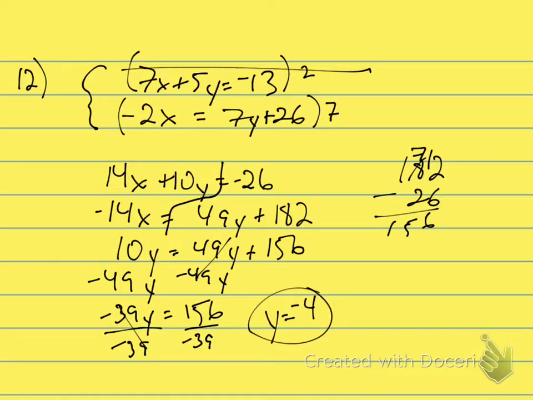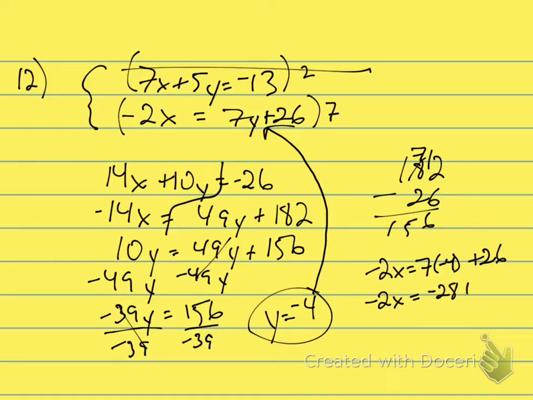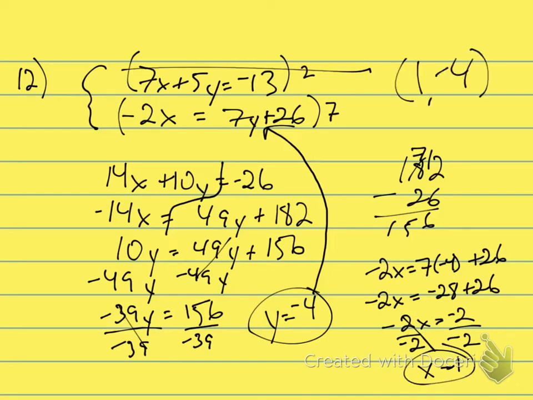Once I know y, I can figure out x. So I'm going to go slap this y up here. Let's go right there just for fun. Negative 2x equals 7 times y plus 26. That means negative 2x equals negative 28 plus 26. Negative 2x then equals negative 2, which means x has to equal 1, for an answer of 1, negative 4. Remember, that's where these two lines cross.